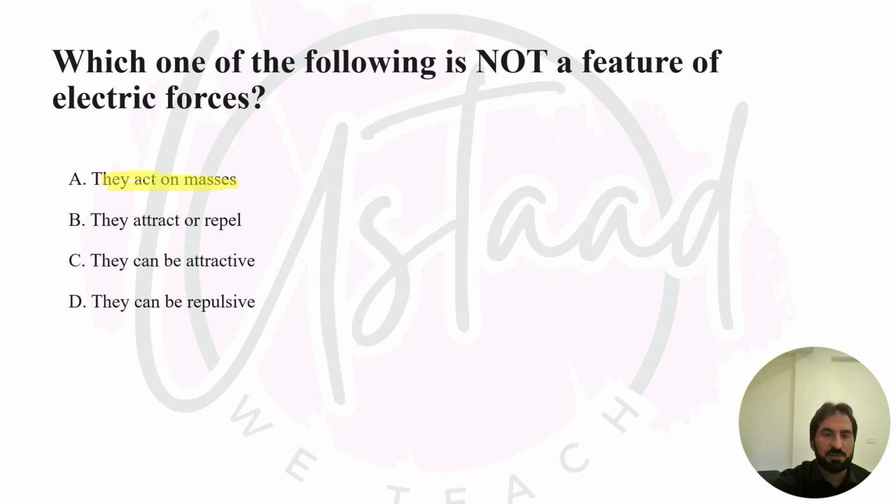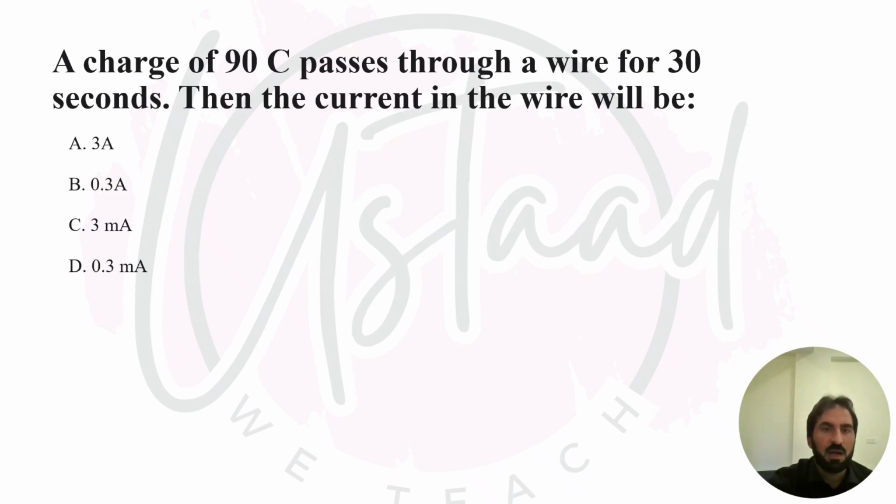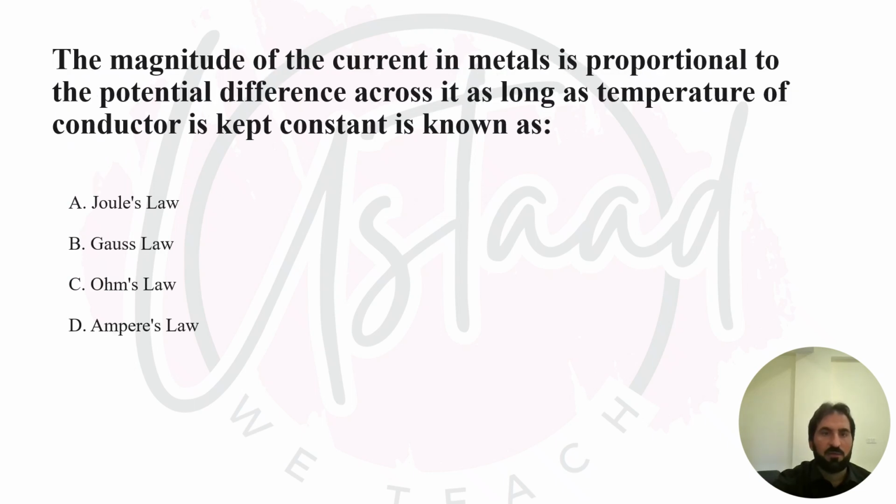Next MCQ is number 13. A charge of 90 coulomb passes through a wire for 30 seconds. Then the current in the wire will be: 3 ampere, 0.3 ampere, 3 milliampere, or 0.3 milliampere. So the correct option is A, 3 ampere. 3 ampere is the correct answer.